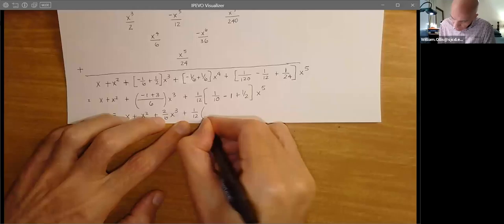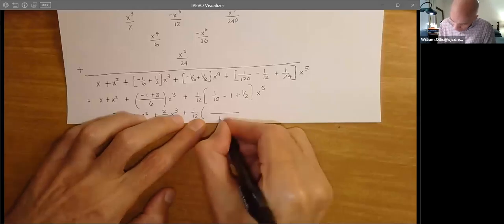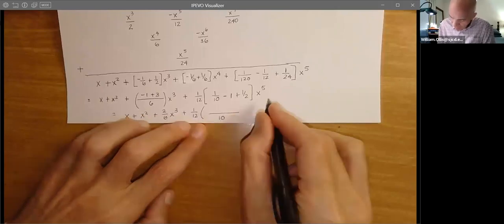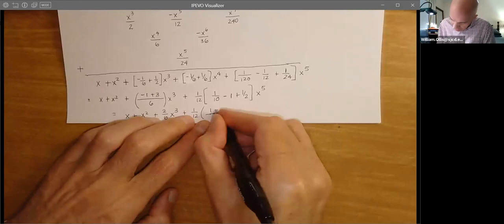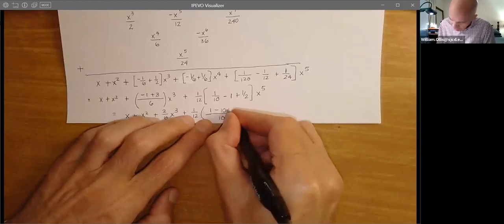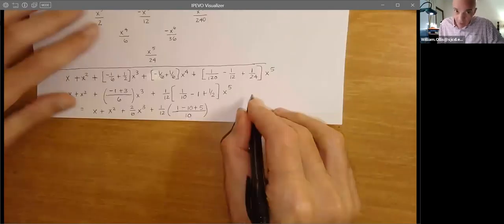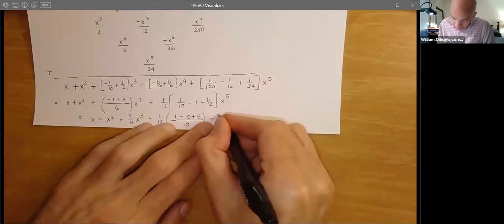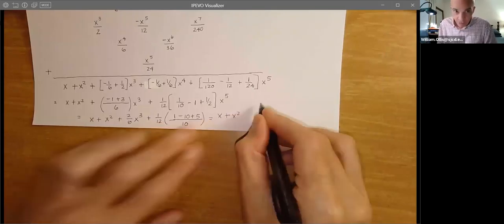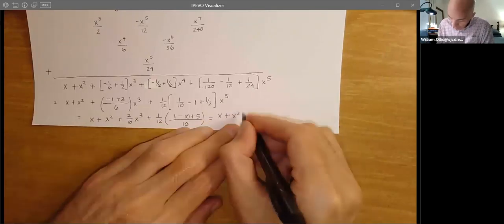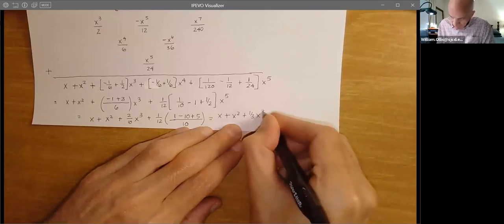So this will give us x plus x squared plus 2/6 x³. Now we have 1/12. And so we can just use, in this case, a 10, right? Or you can add this up, it's okay. So we have 1 minus 10 plus what, a 5?